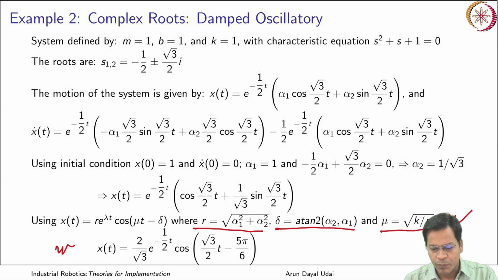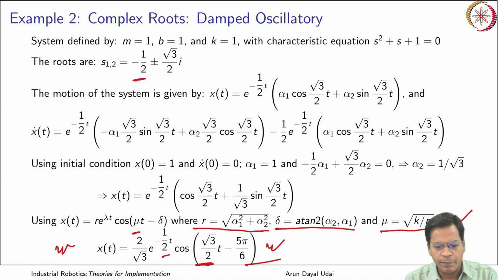Here you see this is your r value, and e to the power lambda t, where lambda was minus 1 by 2. So r is calculated here, and cosine of mu t minus delta, where delta is 5 pi by 6. So this is your system dynamic equation, x(t), the time domain solution. You can quickly plot this and see its behavior.